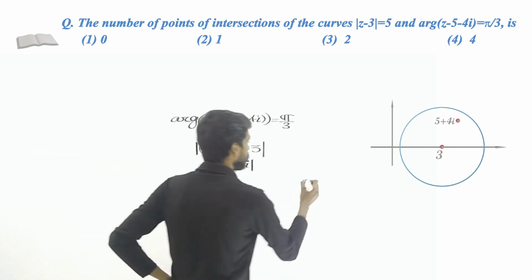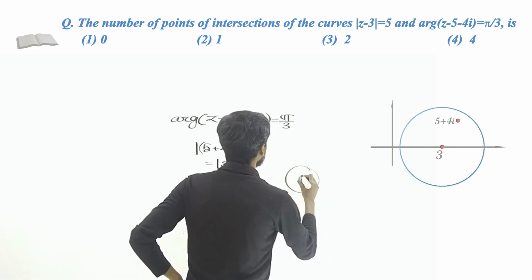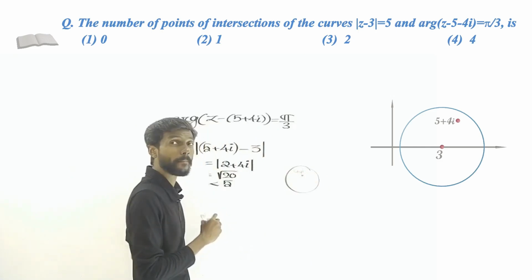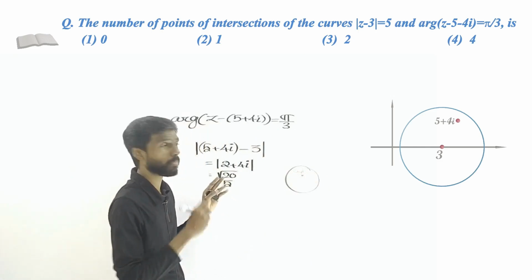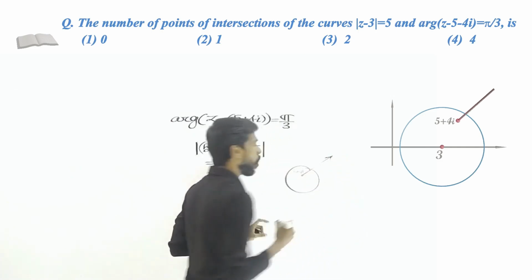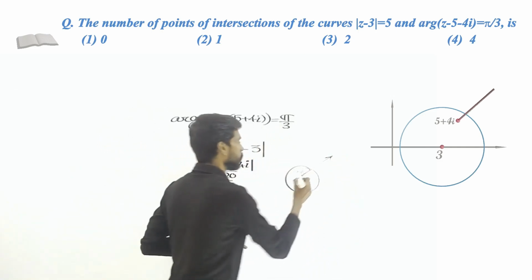So there is a circle and there is a point 5 plus 4i. Now our ray makes an angle of 30 degrees, right? Pi by 6, 60 degrees with the x-axis. That means this is our required ray. So how many intersections? Just one intersection, that's all.